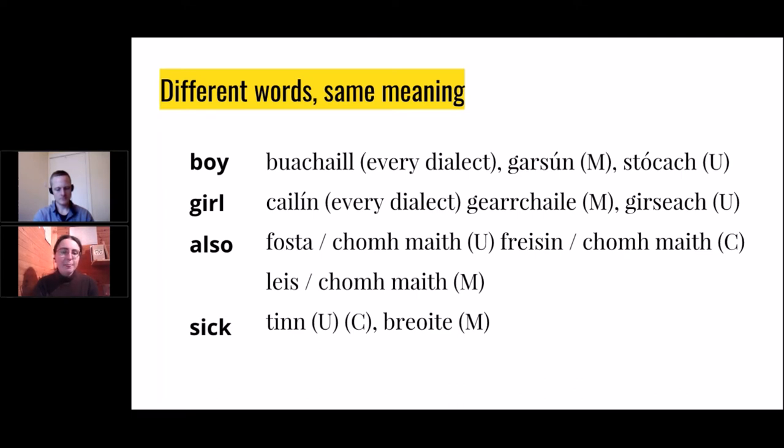So in every dialect, there's the word buachaill. But in Munster, they also have the word garsún. So buachaill is in every dialect. Garsún is in Munster. And up in Ulster, they have stócach. That's most common in Ulster, stócach. So obviously anyone can use either of these words, but they're just more common in these dialects.